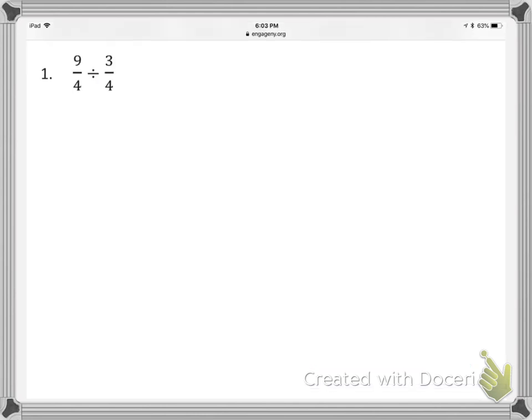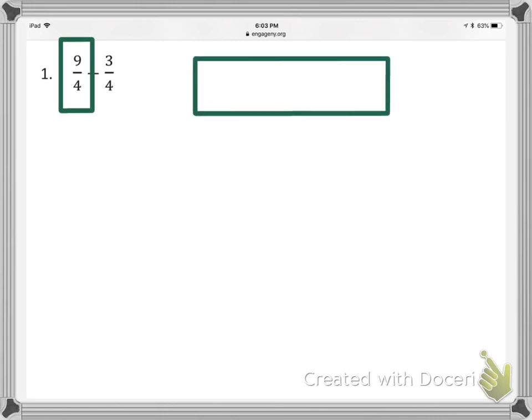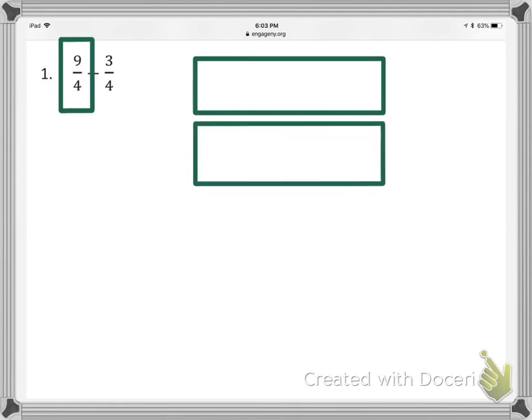There's another one of those. Here's a fraction divided by a fraction. Again, I model the dividend, so I'm going to model 9/4. That means I need a box here that's going to be 4/4, but that's not going to be enough, so I need another box of 4/4. That's 8/4. That's not enough, so I need one more. That is 12/4 is what that's going to be.